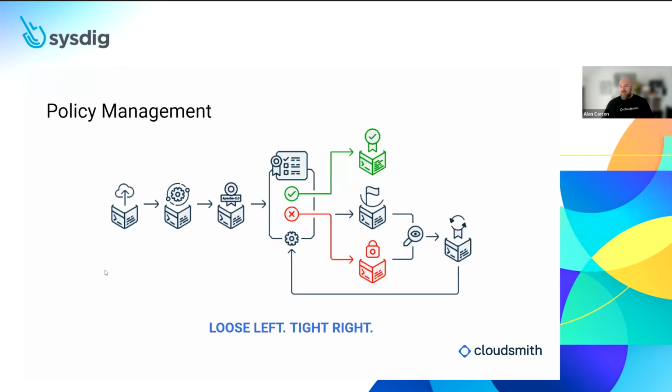The other thing we have built into Cloudsmith to help you manage this is a policy management engine, which allows you to apply rules to the packages that come in or are uploaded into your Cloudsmith environment. We check for license compliance, so you can have an allow and deny list of licenses. In terms of CVEs, if a package fails your policy, it will be locked, quarantined, and not allowed through. One thing I wanted to point out here is "loose left and tight right."